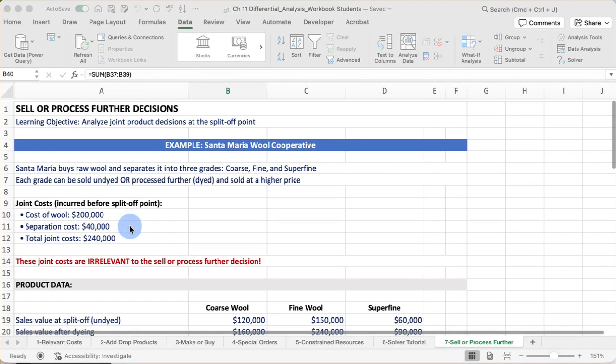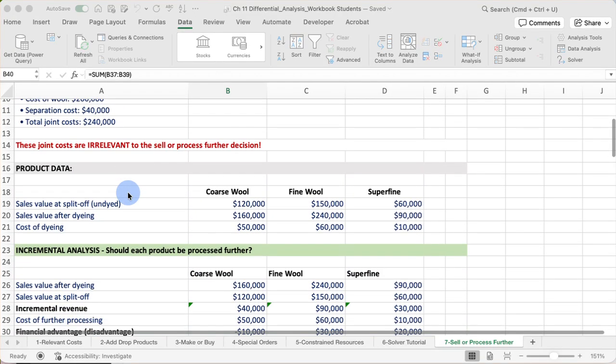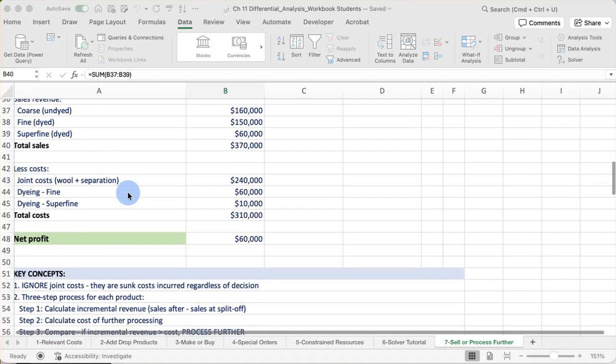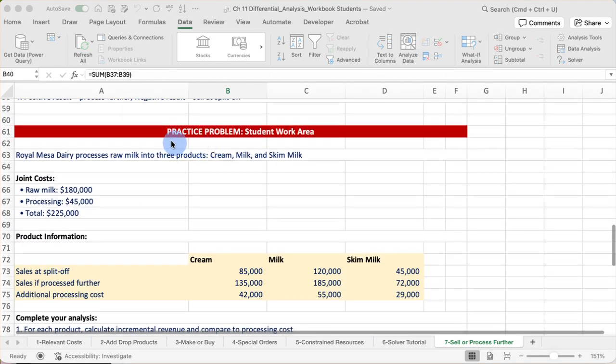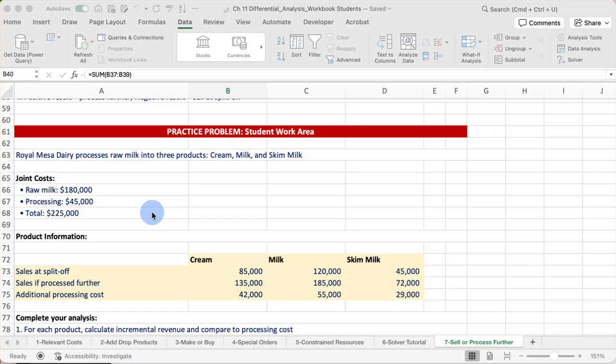Since we went through the example of selling or processing further that's already calculated in the previous video, now we're going to come down and do the practice problem together. We have Royal Mesa Dairy processes raw milk into 3 products: cream, milk, and skim milk. We have joint costs of just the raw milk itself and then the cost of processing it, giving us a total of $225,000 of joint costs.